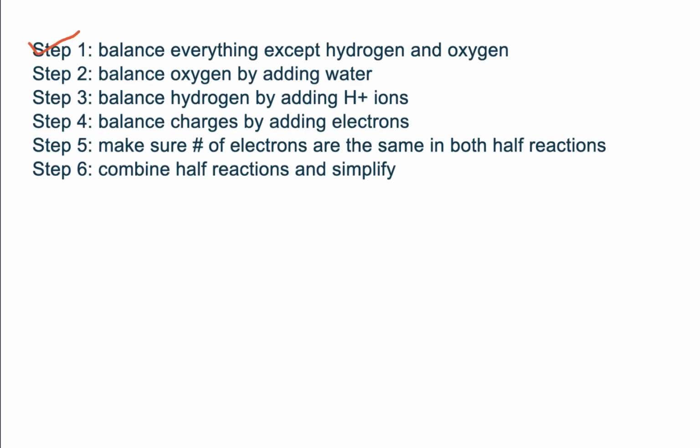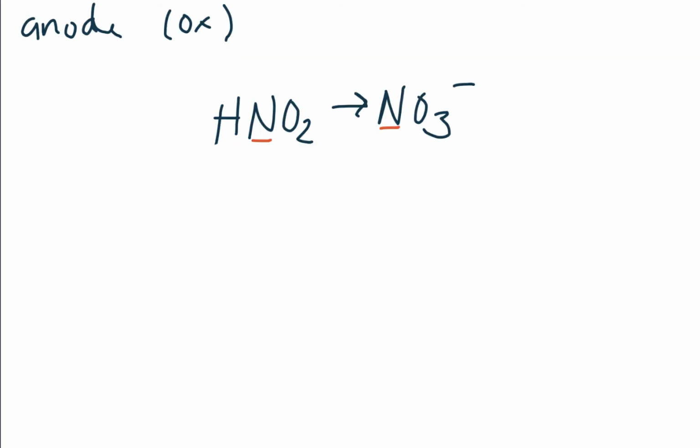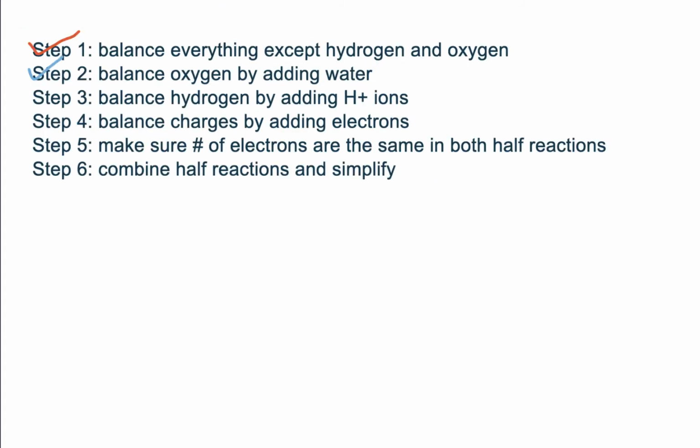Moving on, step 2, balance the oxygen by adding water. So here we see we have 3 oxygens on the product side, and we have 2 oxygens on the reactant side, which means we need more oxygen on this side. The only way to add oxygen into the reaction is to add water. So we need 1, we add 1 water. And then we can check that off our list.